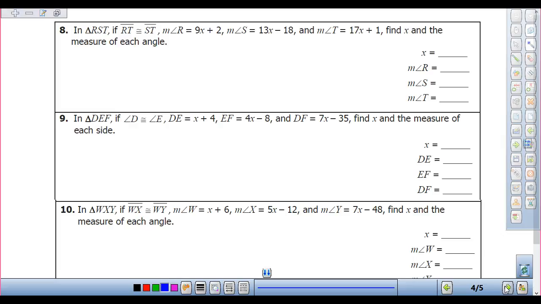Important it is to draw your picture, because just by reading that, do you have any idea what your base angles are? Not really, right? So if you draw your triangle, at least you can picture it. So RST, you know that RT is congruent to ST. Now what angles are congruent?